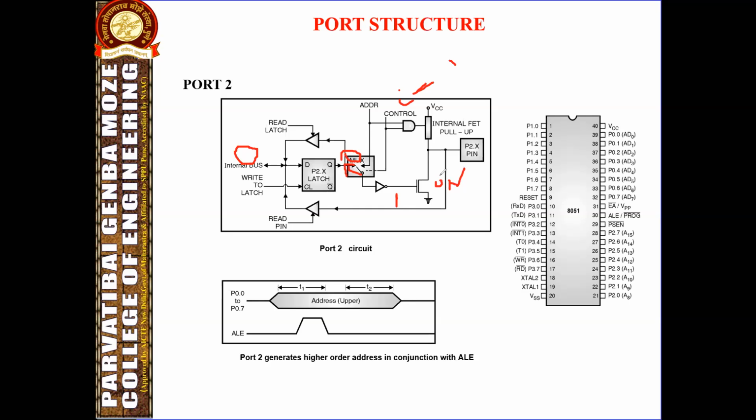The FET will become on, then the current will flow in this direction. Then the 0 bit signal will be available on the port 2 pins. So the port 2 pins act as an output port.